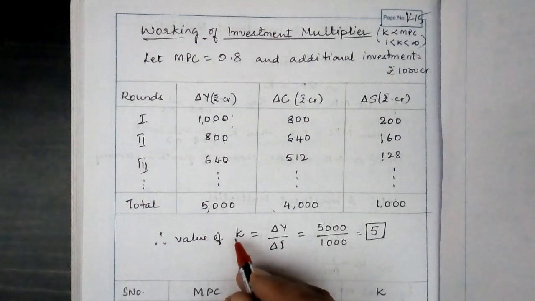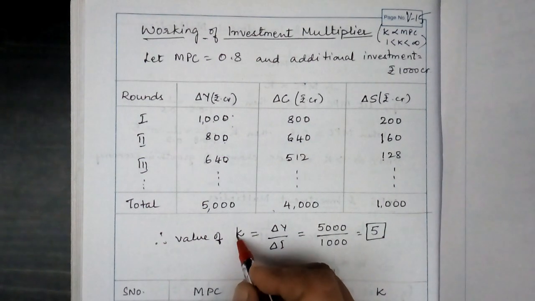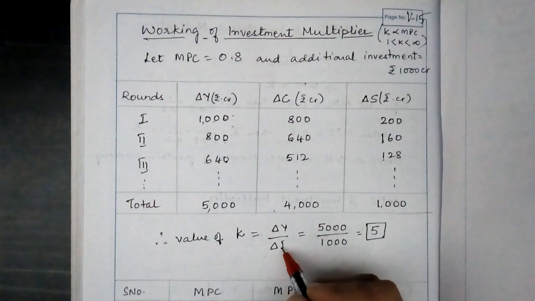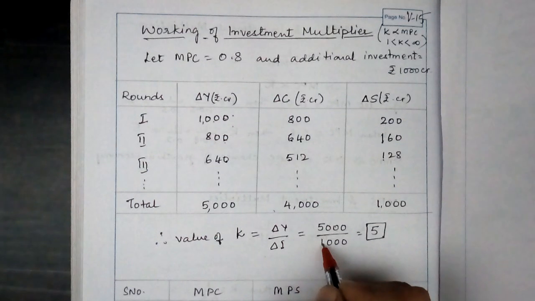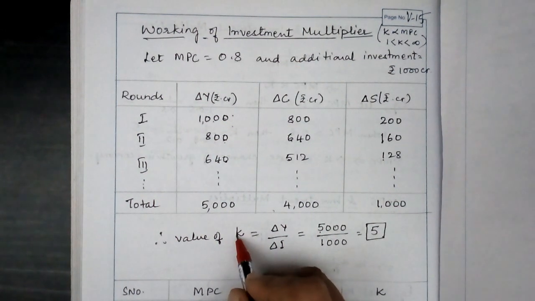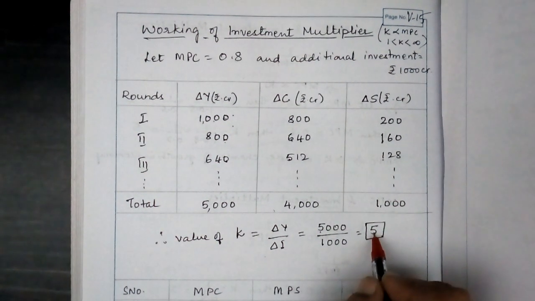Now what happens to the value of multiplier? The value of multiplier is given by delta Y by delta I. What was the change in investment? The change in investment was 1000 rupees. And what is the change in income? It is 5000 rupees. So the investment multiplier is given by 5.